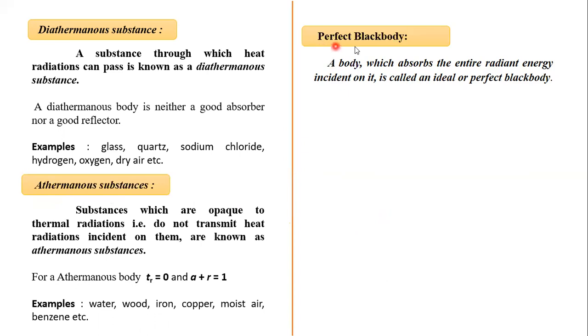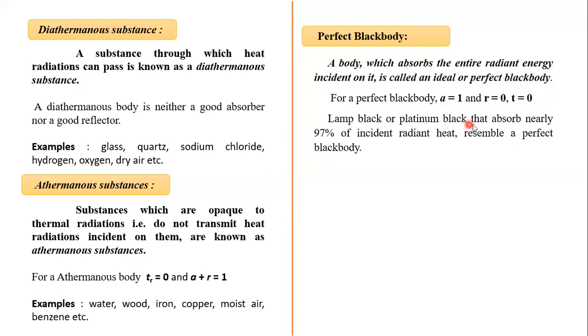The next article is perfectly black body. A body which absorbs entire radiation or entire radiant energy incident on it is called an ideal or perfect black body. Means 100% heat radiations are absorbed by the body, then it is called a perfectly black body. For a perfectly black body, if it is absorbing 100%, then A is 1. No reflection, no transmission, they are 0. So remember, for a perfectly black body, A is 1.